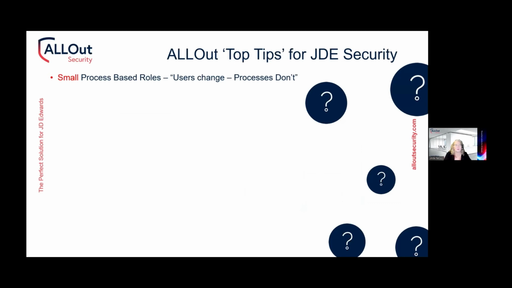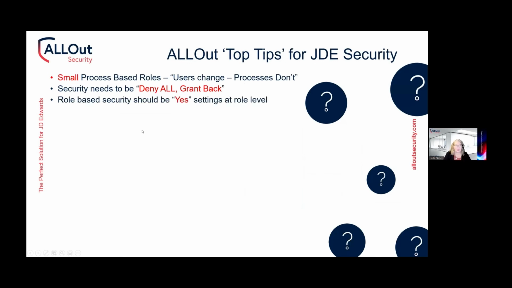But it's small process-based roles, because your users are going to change, but the process of how you enter a voucher doesn't. You want to do that deny all, so people don't have any access unless you grant it to them via a role. When you sign into the system, try to sign in with all roles, because that's going to give you the highest level of control. It's going to stand up to your audit the best, and it's going to ensure that your users aren't having problems.